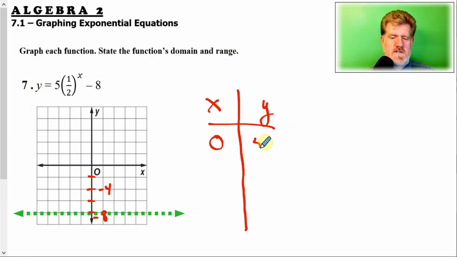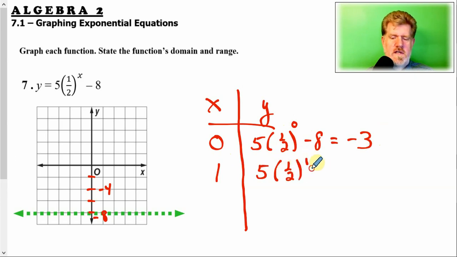So let x equal 0. All right, anything to the 0 power is 1. That's a bad 0. Let's try that one again. Anything to the 0 power is 1. 5 times 1 is 5. 5 minus 8 is -3. Now my scale factor is a half. That means every time I'm going to take this number and take half of it. So what's half of 5? 2.5. And what's 2.5 minus 8? -5.5.